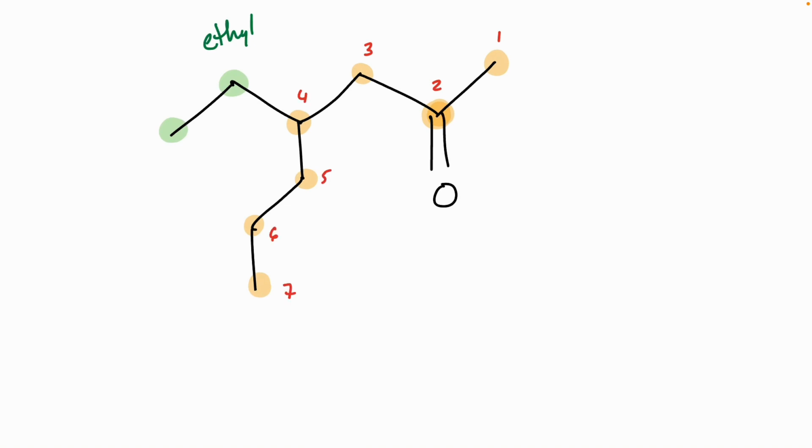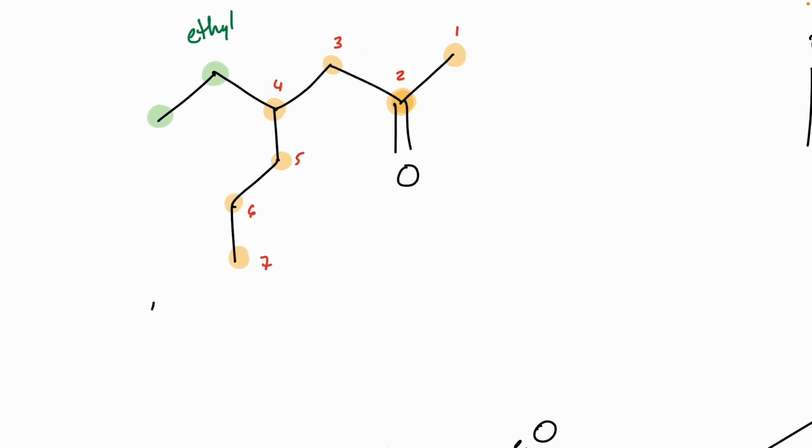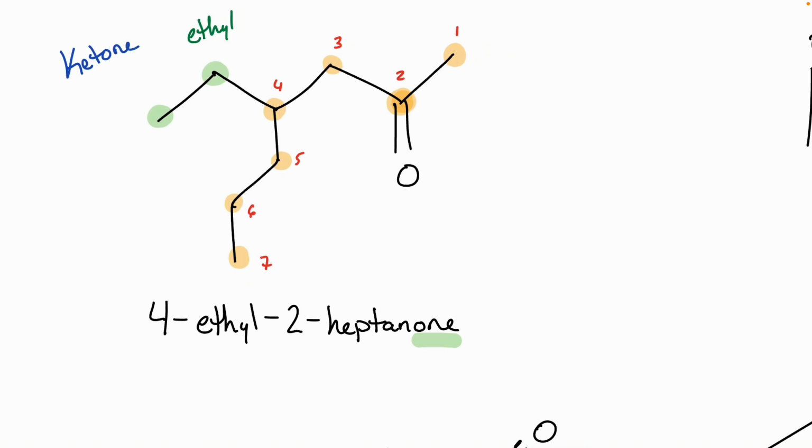So we got a 7-carbon parent chain. My ethyl group is on carbon 4, so 4-ethyl. And then this is a ketone, right? Not an aldehyde, so I still have to put the location of that ketone functional group. So 2-heptanone. O-N-E for that ketone functional group. I guess that's kind of the first thing that we should have done. Is this an aldehyde or a ketone? It's a ketone. So that's going to let us know how we go about naming that.